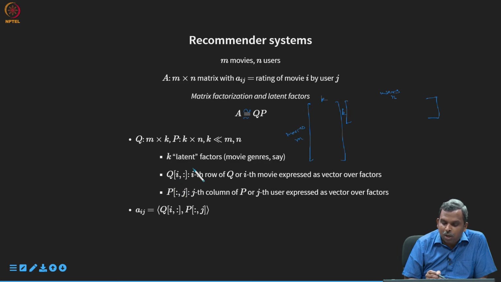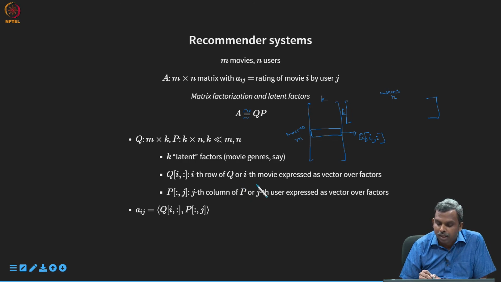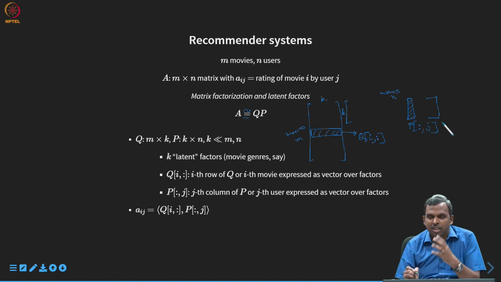The Q of i comma colon is the row here. So this is Q of i comma colon. This is the MATLAB Python representation for the ith row of Q. So this is the ith movie represented as a vector over these factors. And the same thing with the jth user. I'm going to think of this as P of colon comma j, the jth column of P. And that represents the user's liking or disliking of different factors, these latent factors or genres that it may be.